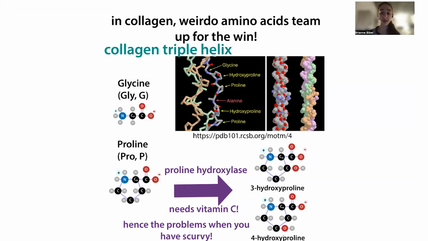And this triple helix gives collagen its strength, so we can have strong skin and hair and all of that various stuff. And then the modification of proline requires vitamin C, and so this is the reason why you have problems if you have scurvy, if you don't have enough vitamin C. You can't make this modification of the proline, and so you can't make strong collagen. But anyway, okay.